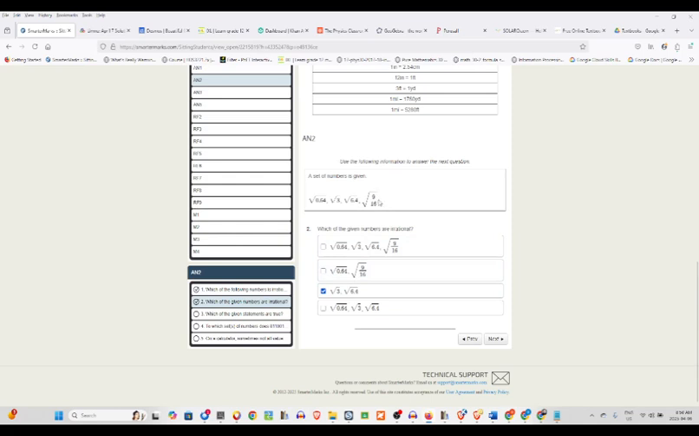And the square root of 9 over 16, 9 is a perfect square, 16 is a perfect square. The square root of that is 3 over 4.